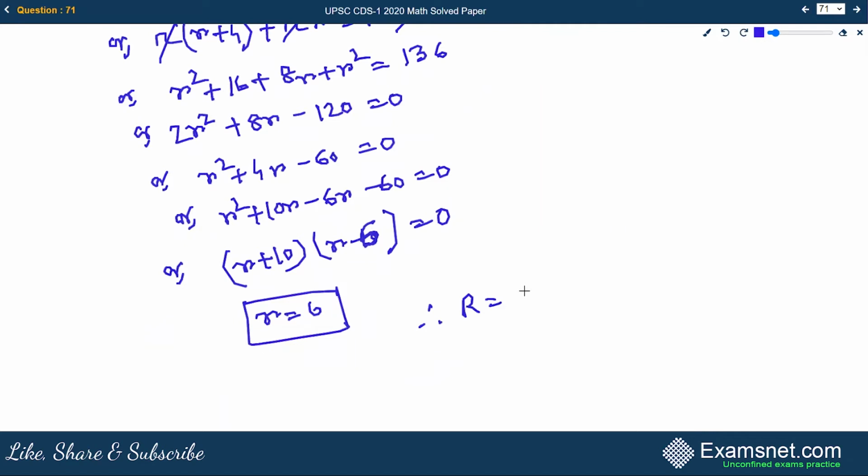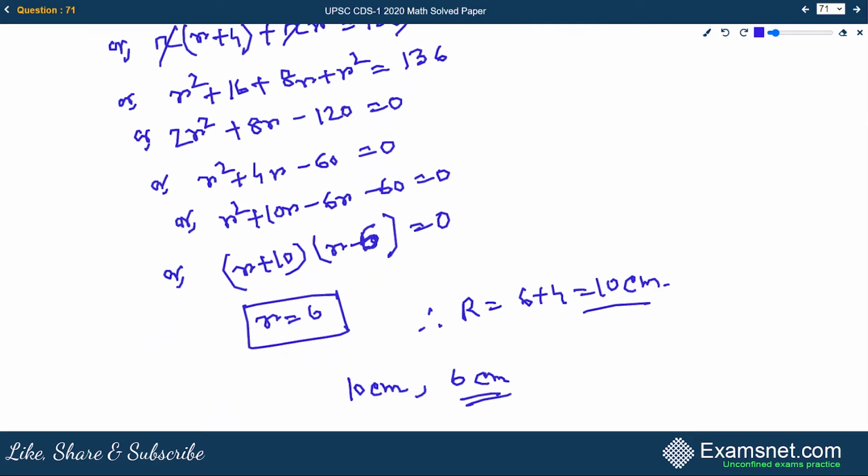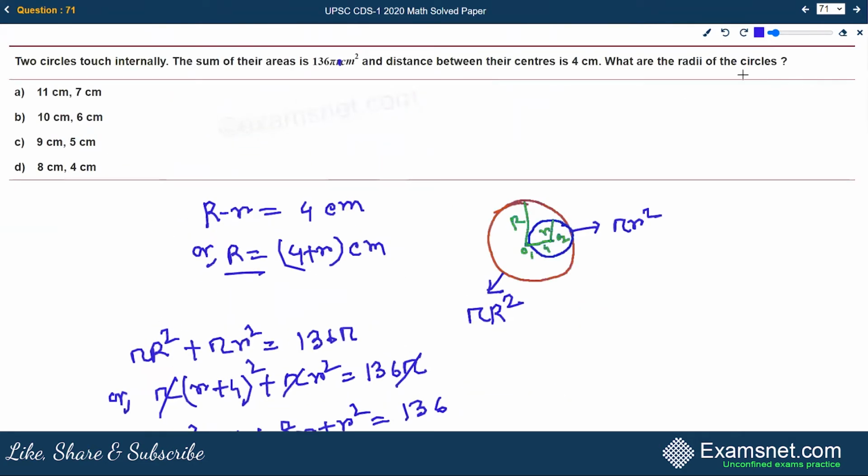Therefore, the radius of the larger circle is 10 centimeter. So 10 centimeter and 6 centimeter. These two are the radii. What are the radii of the circles? 10 centimeter and 6 centimeter. Option B is the correct answer.